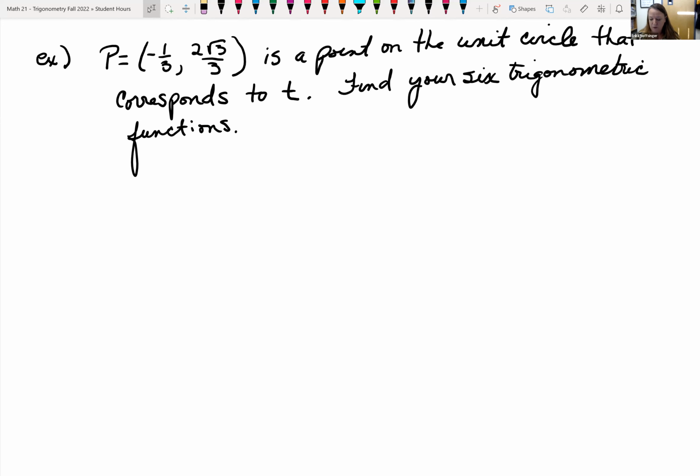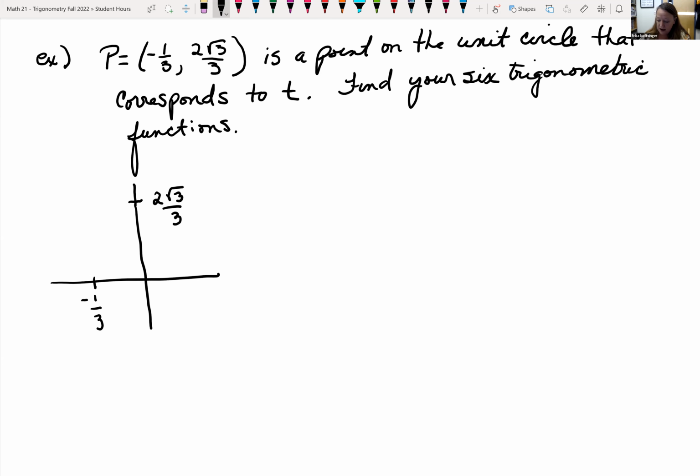So looking at the following, we're given the point negative 1/3 and 2√3/3. We're given that that's a point on the unit circle that corresponds to the value of t. Find the 6 trigonometric functions. I would first graph this to figure out which quadrant t fell in. Graphing this, my x value is negative 1/3, so I'm going to put that there. And my y value is 2√3/3. This is not necessarily to scale.